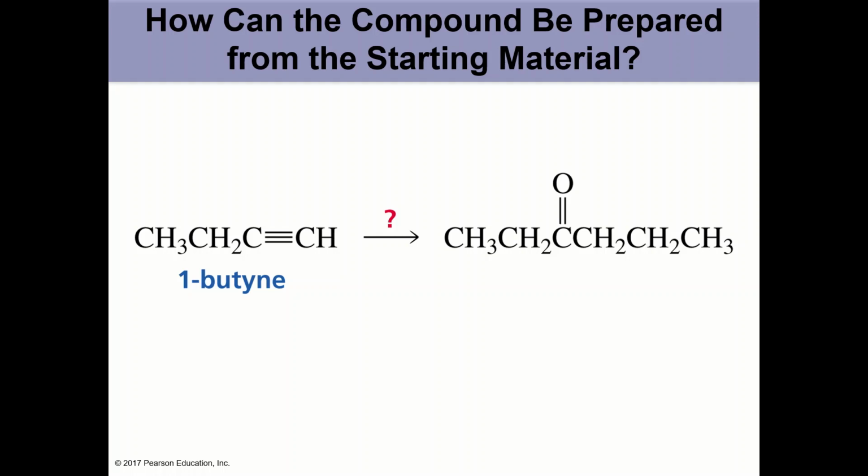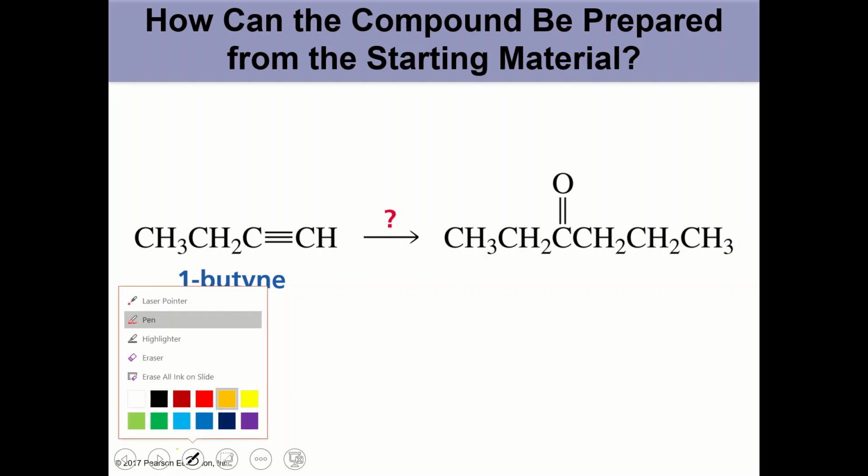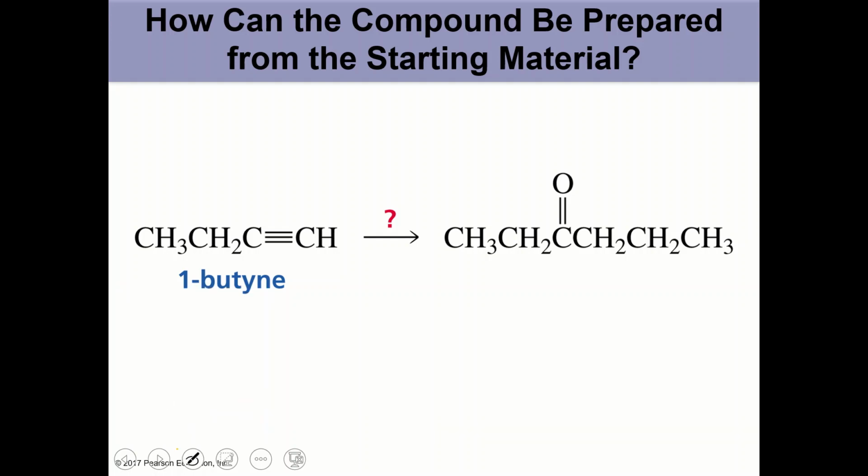We have 1-butyne, and we're asking how can we make a 6-carbon ketone? Well, analyze the problem. What do we need? We need to add 2 carbons.